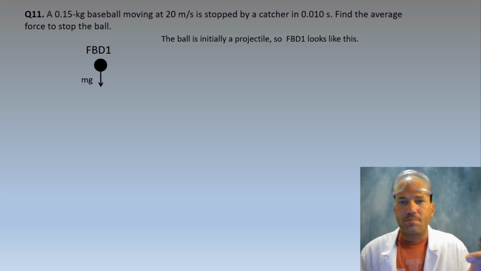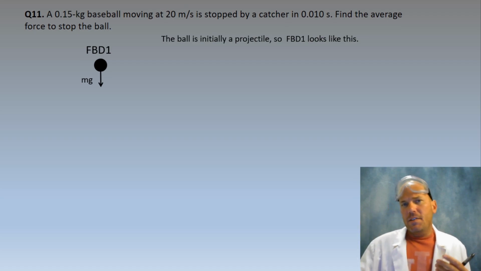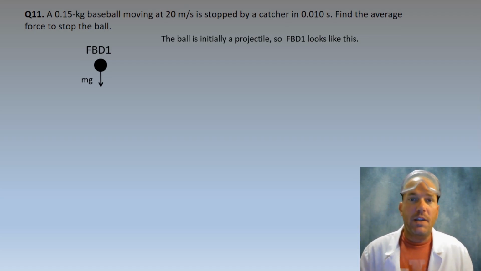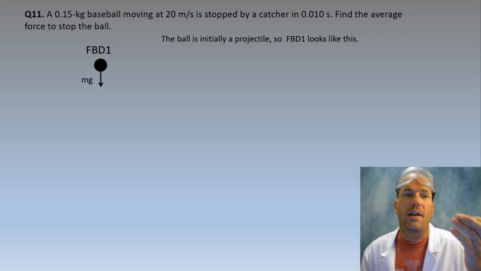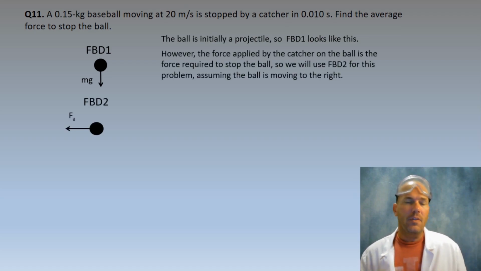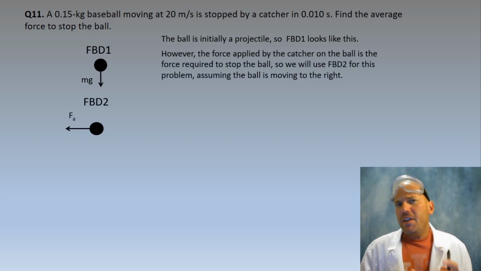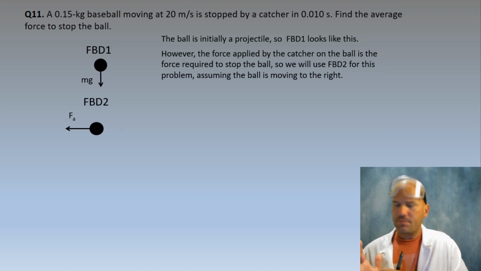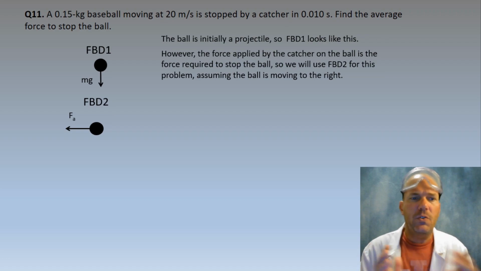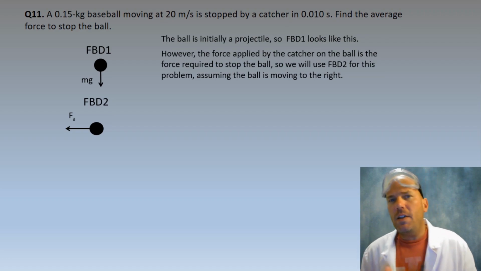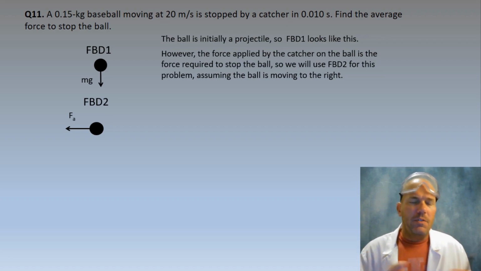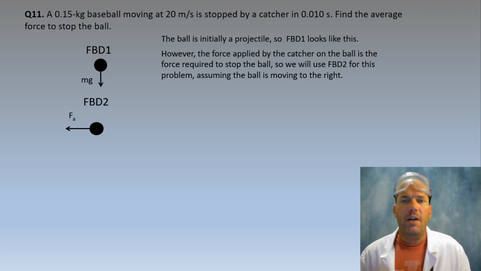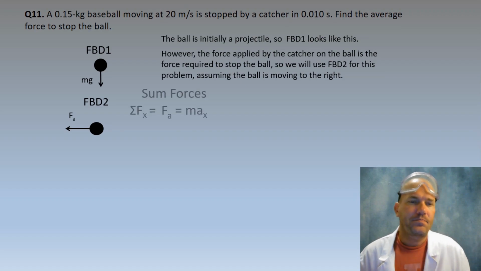Okay? However, the second part of this is really a dynamics question because you're being asked about the force to stop the ball. So let's look at what's occurring at that point. If we assume the ball is moving to the right, then the catcher would apply a force to the left. We're going to call that the force applied, and we've shown here on the free body diagram that it is to the left.